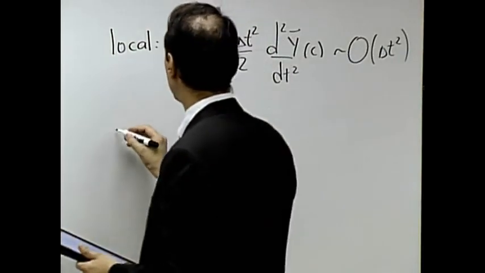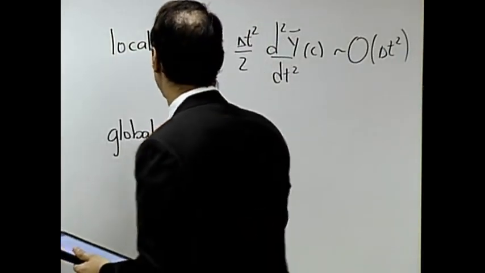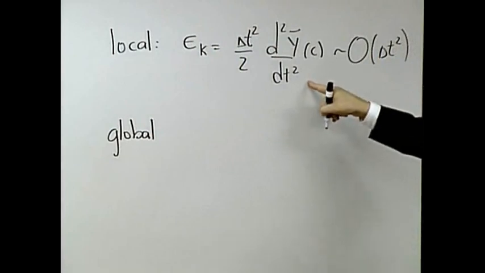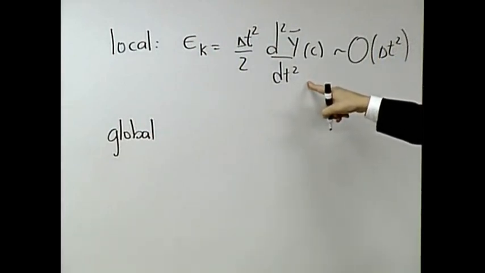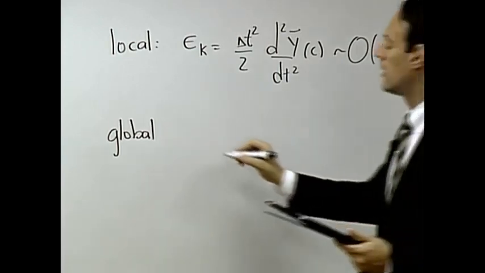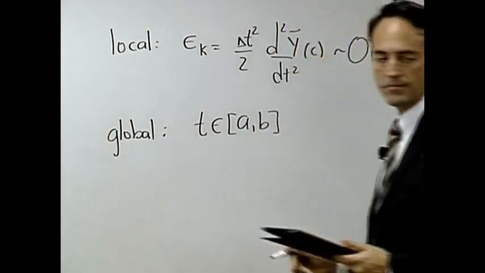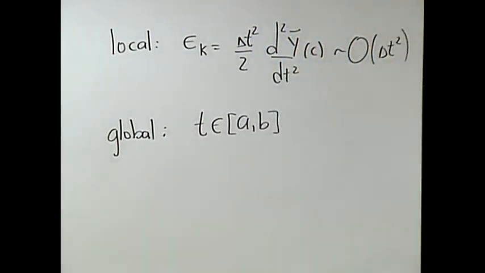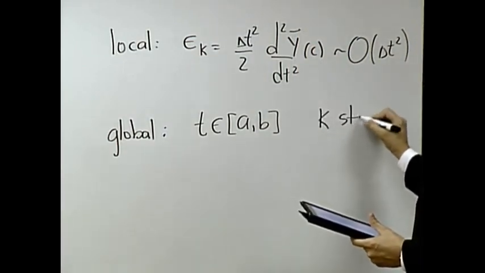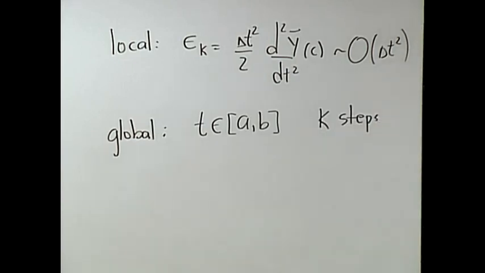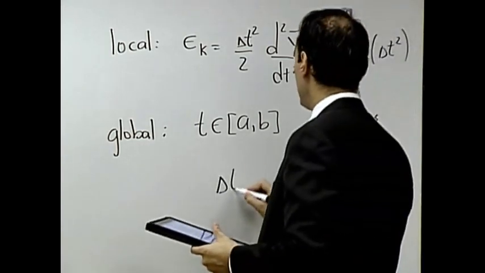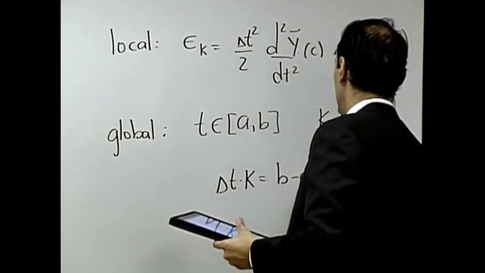Now let's talk about the global error. What I want to do is, if I make this error every single step, how does that build up? So the way to think about doing that is to take an interval of time. I'm going to solve it from time A to time B, for a period of time, and I'm going to take k steps. In other words, I'm going to pick delta t times k to be the interval, b minus a.